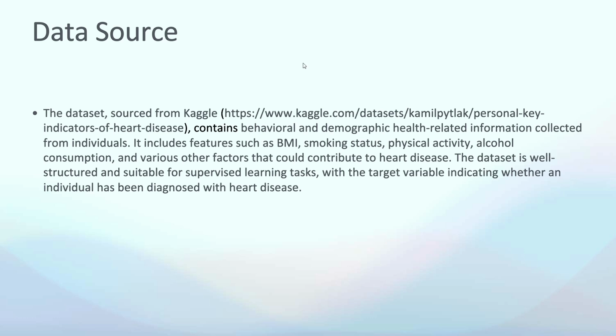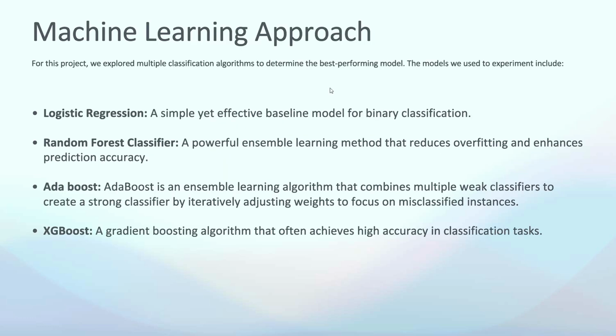Our target variable is binary, so we aim to build a scalable and interpretable early screening tool. The approaches: we experimented with 4 classification models: logistic regression, random forest, decision tree, and XGBoost. Each model was trained on the same features using a stratified 80-20 train test split, and evaluated using consistent metrics: accuracy, precision, recall, and so on.